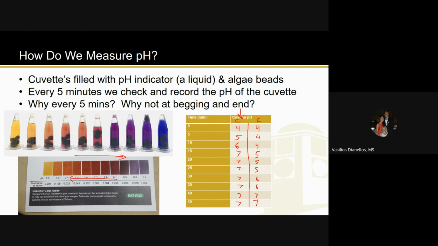Or a better way of saying that, this is why it's important to take data more than just at the beginning and the end, right? We need some middle data. That'll help us paint a better picture. So that's why we do it every 5 minutes and not just at the beginning and the end. Let me fix this while I'm on here.